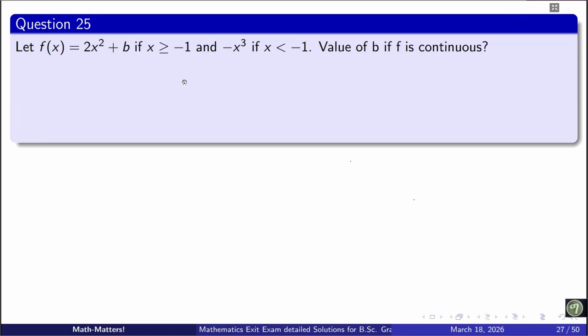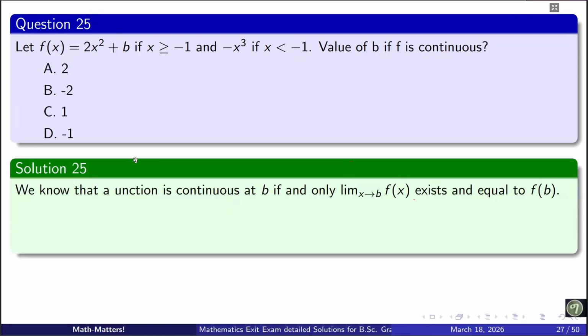So we know that a given function f is said to be continuous at a given point, say point b, whenever the function is defined at this point, and also the limit of the given function exists and is equal to its functional value at b. That is, a function is continuous at b if and only if the limit of f of x as x approaches b exists and equals f of b.